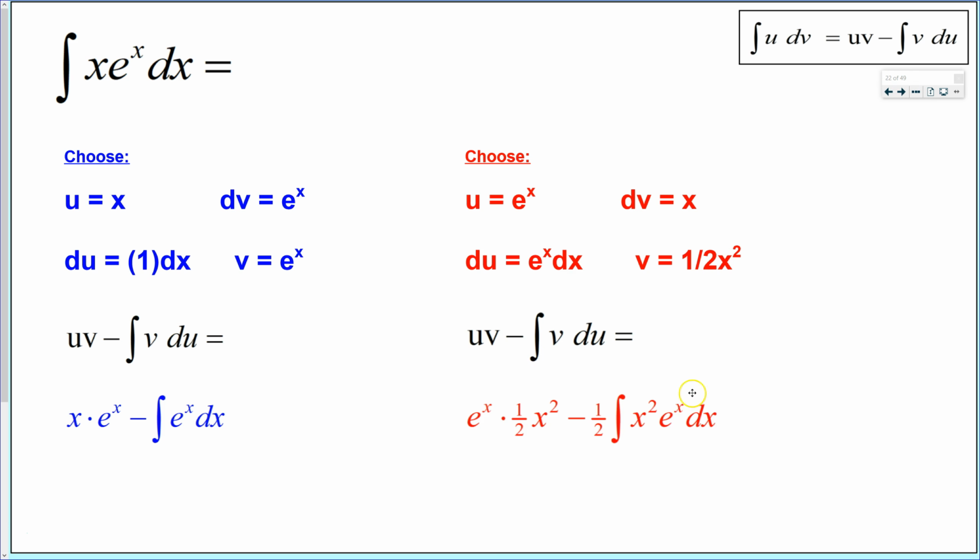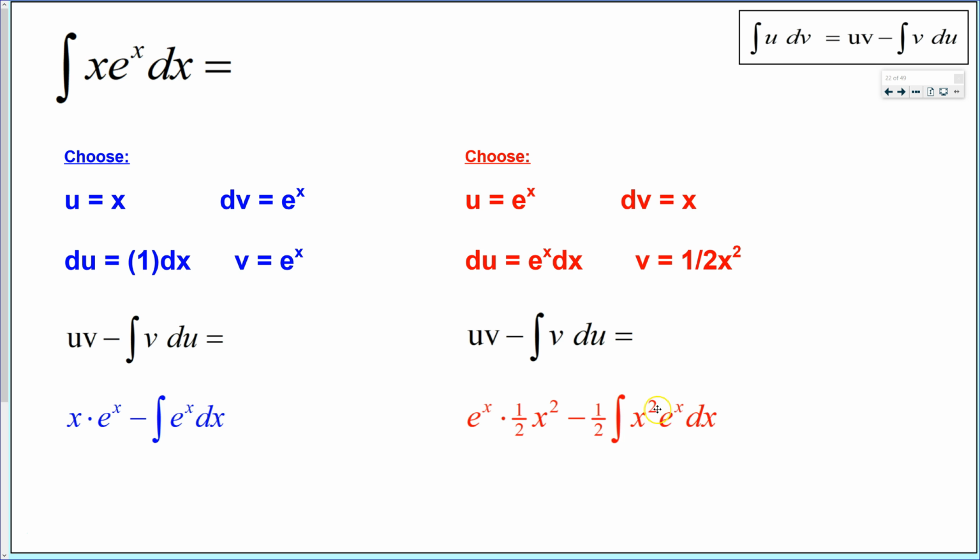If we had done this with this one, we go u times v, so that thing times that thing. That's not a problem, right? Or u times v, that thing times that thing. So that's not a problem. That's done. It's outside of an integral. That's no problem. But check out what our integral became. Our integral actually became more complicated than what we started with.